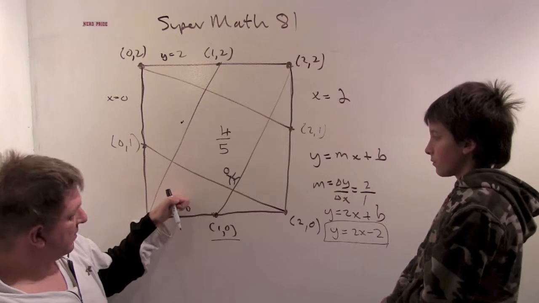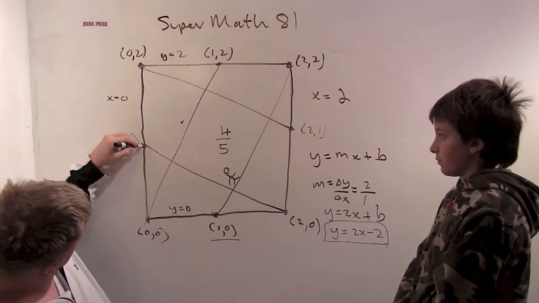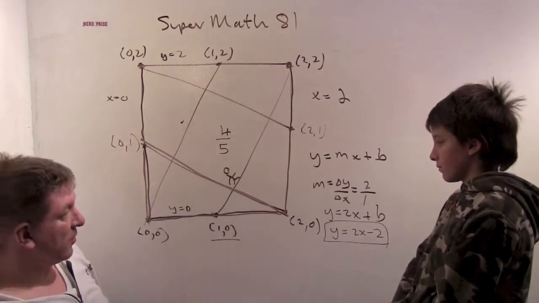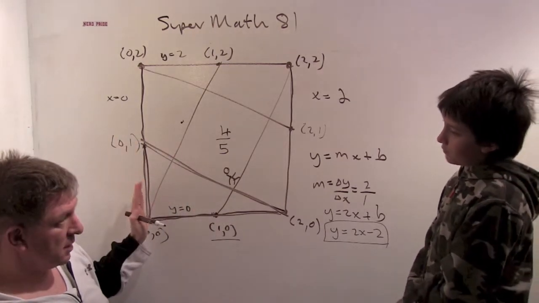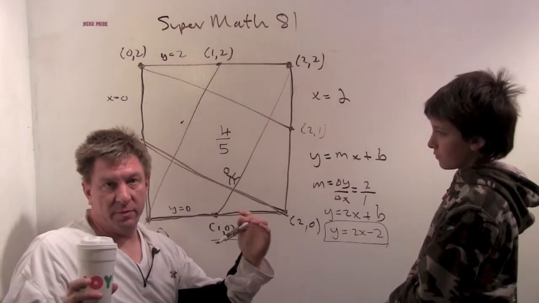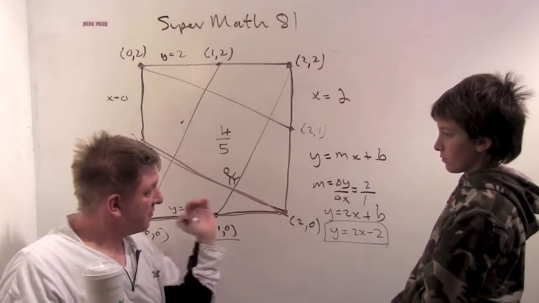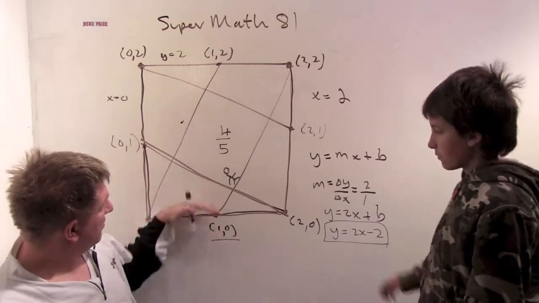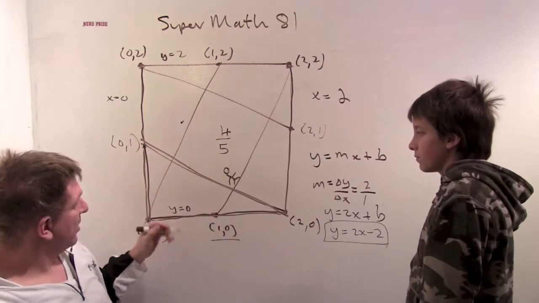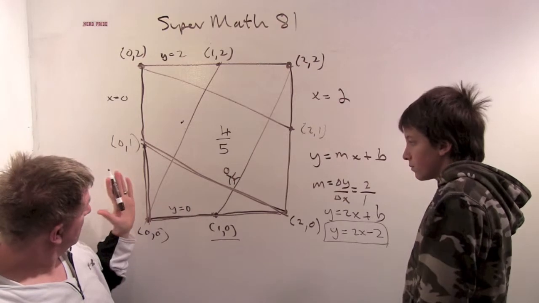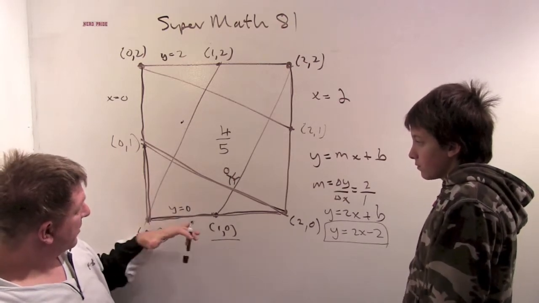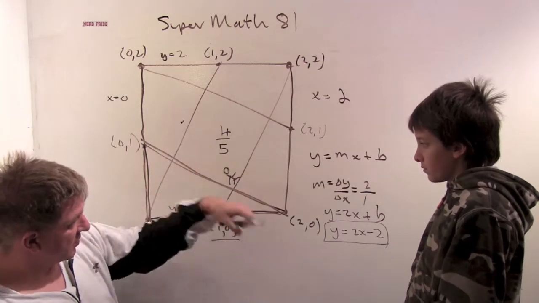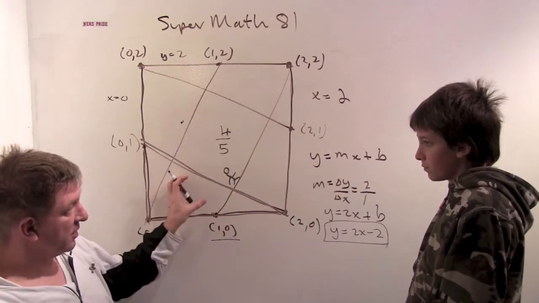This big triangle here, for example, is all the points, from our vantage point, to the left of this line, above this line, and below that line. So it's all the points greater than x equals 0, bigger than y equals 0, and less than y equals 2x minus 2. And the computer can draw that triangle for us.